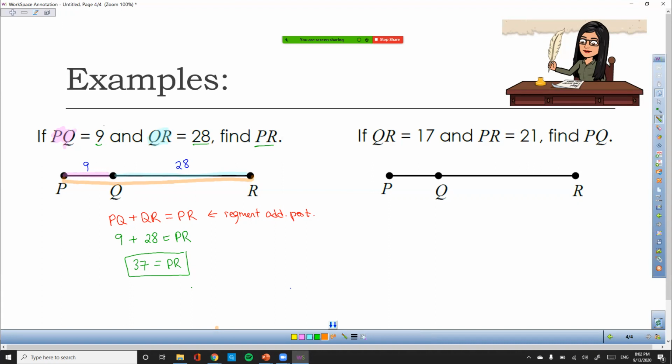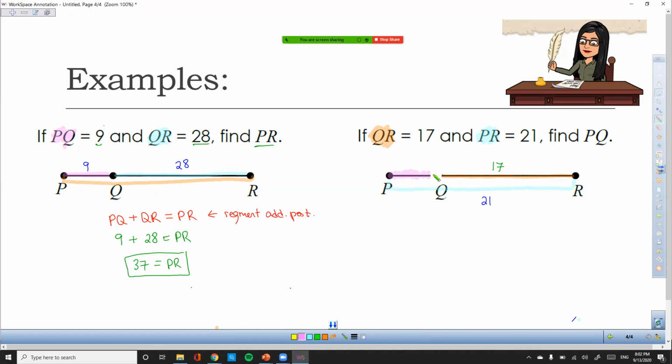All right, let's go ahead and try the second example. It's telling me that the length of segment QR, so from here to here, is 17. And the length of segment from P all the way to R is 21. Now it's asking me how much is it from P to Q. So how do I find this length right here, from here to here? How do I know how long that is?